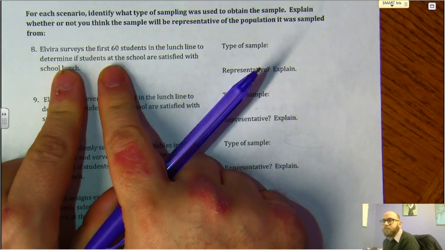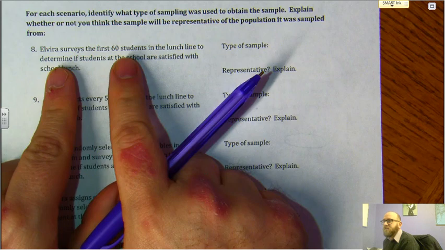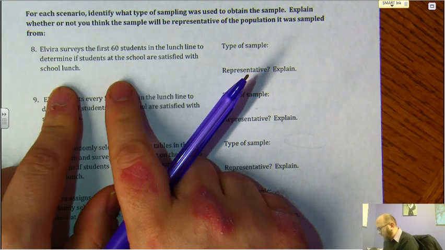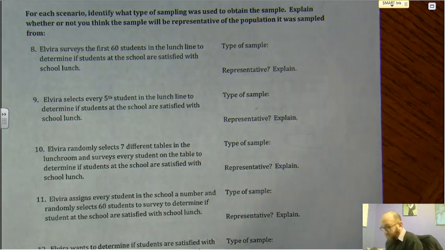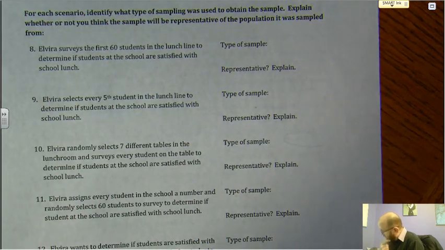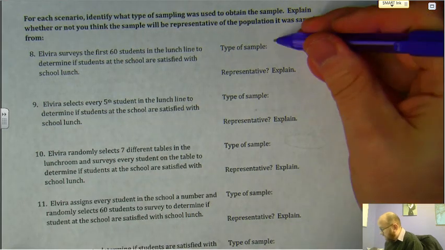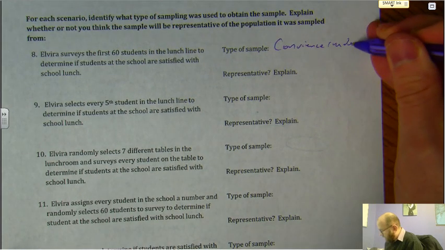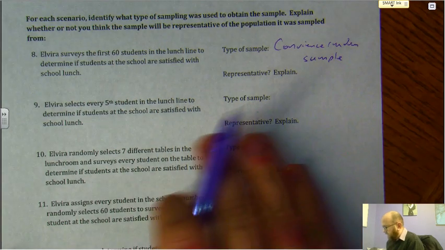So number 8 here. Elvira surveys the first 60 students in the lunch line to determine if students at the school are satisfied with school lunch. So what type of sample is this? If she's questioning the first 60, that's not a simple random sample. It's not a random number. It's not systematic. We're not counting by tens. It's not stratified. We're not breaking it up. This is just going to be a convenience sample, because it's what's in front. It's a convenience random sample.